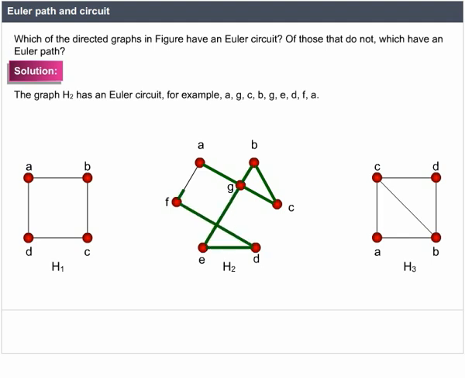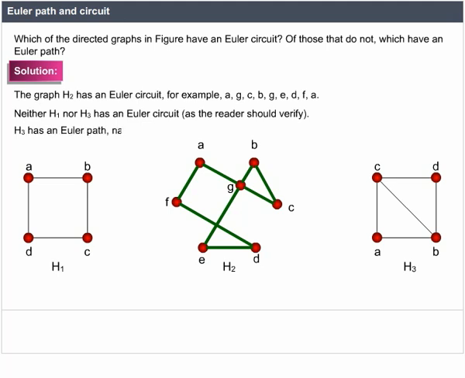Neither H1 nor H3 has an Euler circuit, as the reader should verify. H3 has an Euler path, namely C, A, B, C, D, B, but H1 does not.